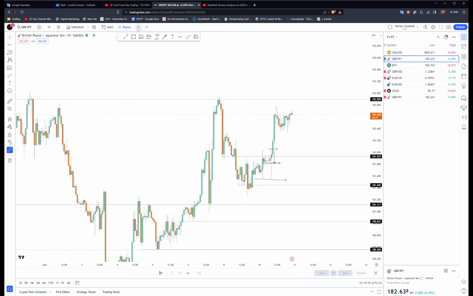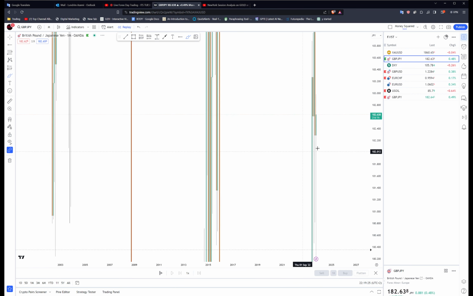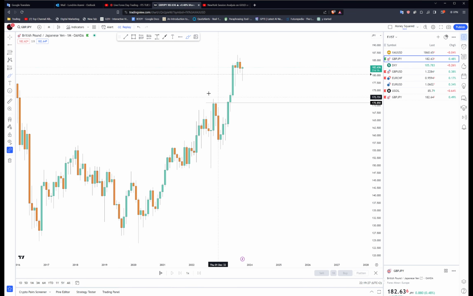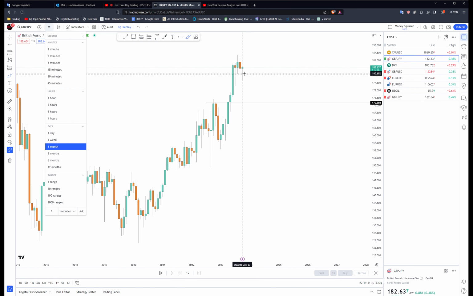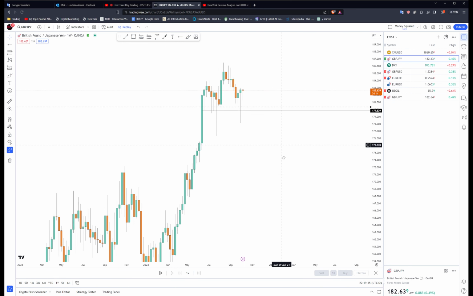So for now, let's check on higher time frames. How is the monthly time frame? Monthly time frame now is closing bullish after this wick taking these lows here, weeklies also, just like previously.